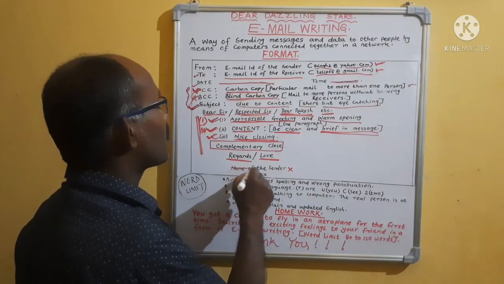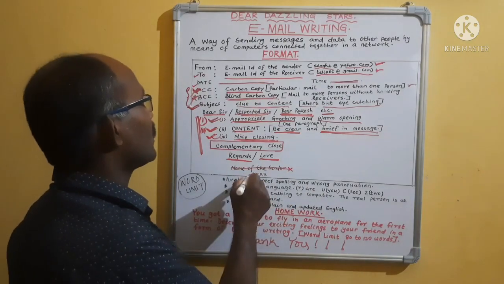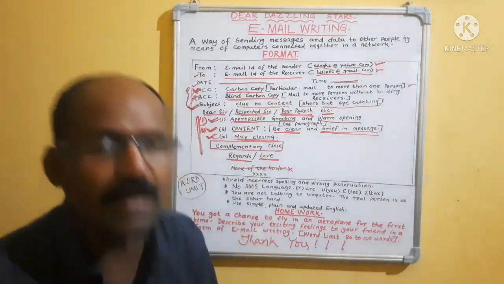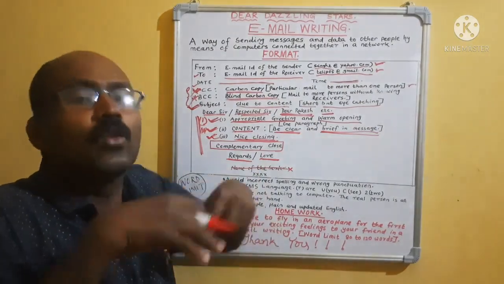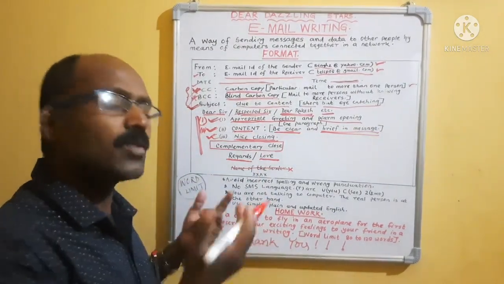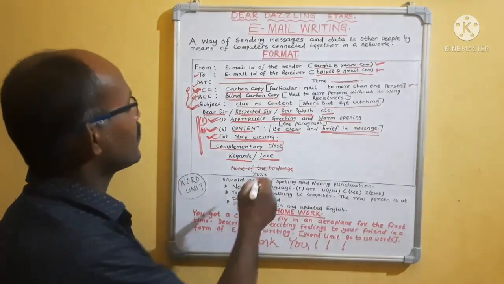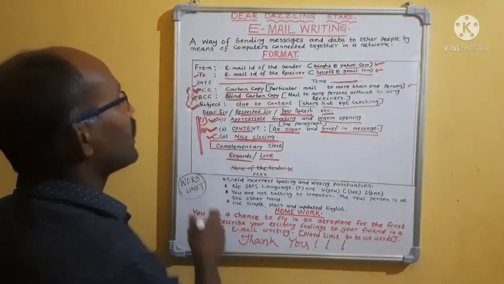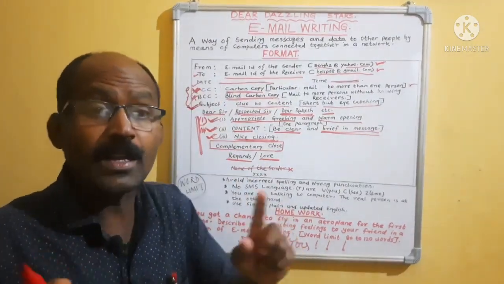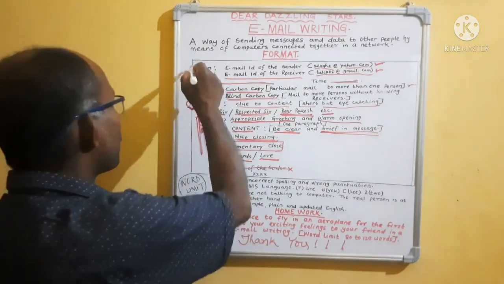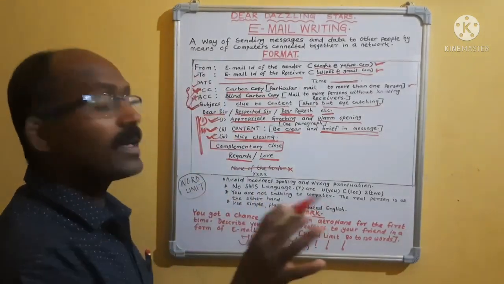Don't write the name of the sender as such. After that, you write your name, nickname or known name, like Rakesh, not the full name. Then you keep it in a box. Okay. If you keep it in a box, then everything will be ready.